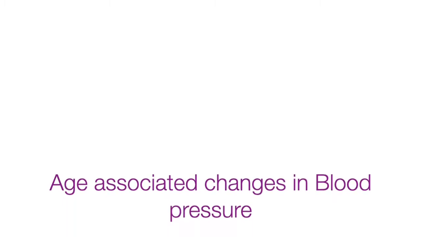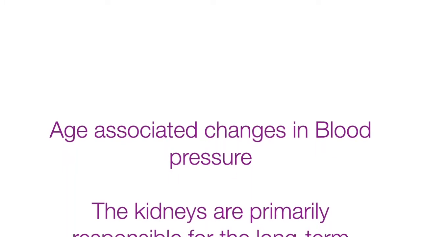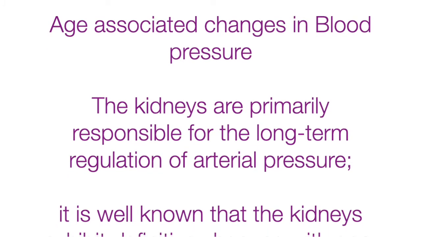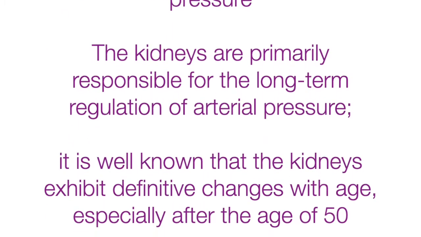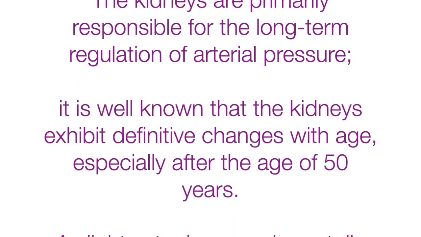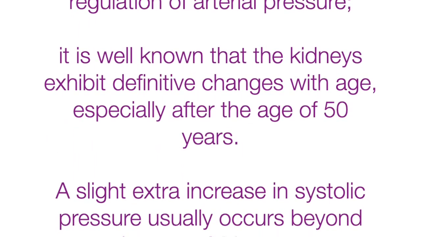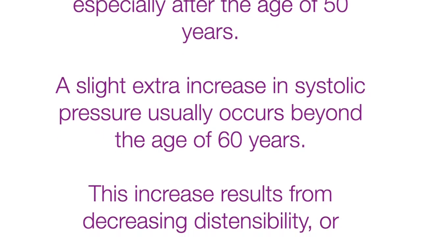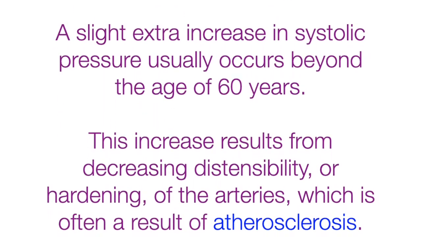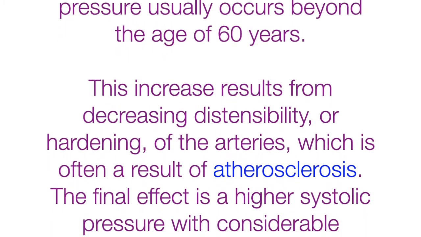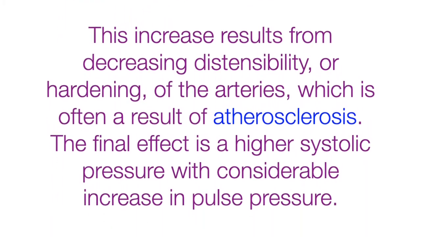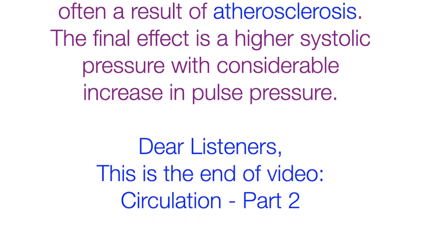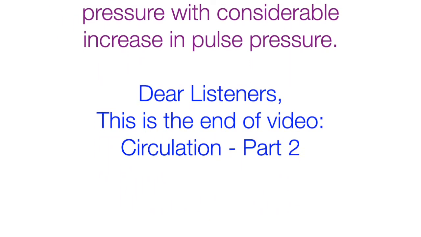Age-associated changes in blood pressure. The kidneys are primarily responsible for the long-term regulation of arterial pressure. It is well known that the kidneys exhibit definitive changes with age, especially after the age of 50 years. A slight extra increase in systolic pressure usually occurs beyond the age of 60 years. This increase results from decreasing distensibility or hardening of the arteries, which is often a result of atherosclerosis. The final effect is a higher systolic pressure with considerable increase in pulse pressure.